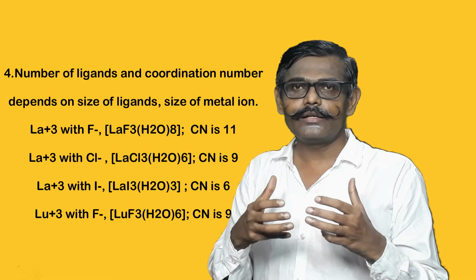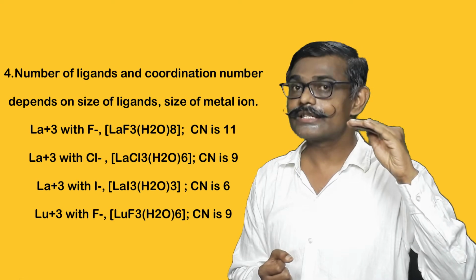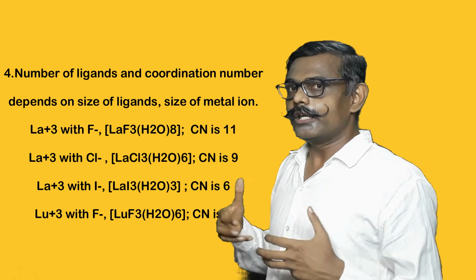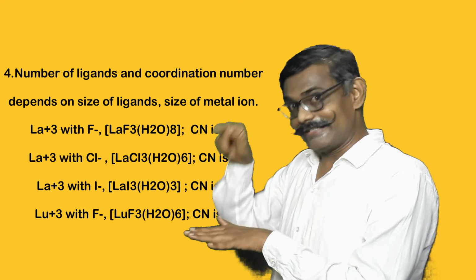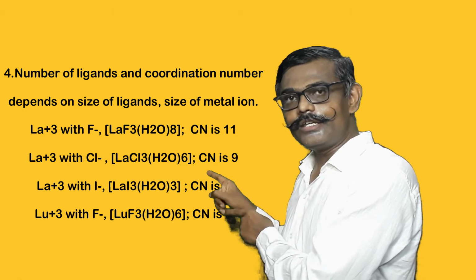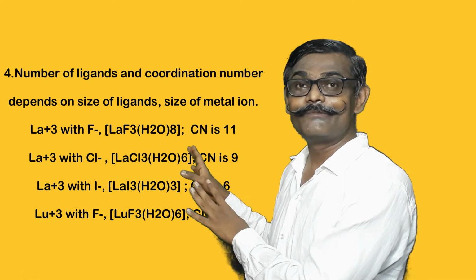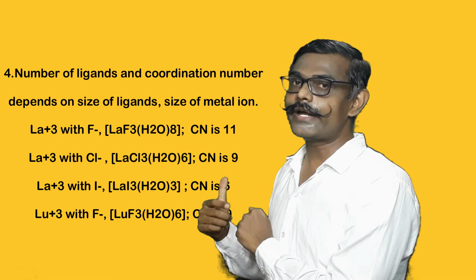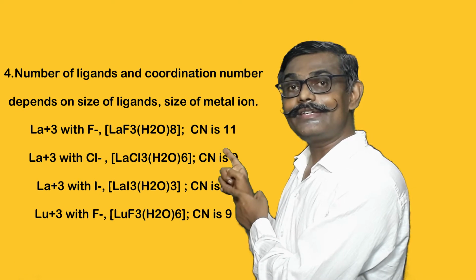Now let us take a little larger halide. After fluoride, who comes down in the halogen series? Chloride. Yes, chloride is larger. So what do we expect? If I take chloride, will the coordination number decrease or increase? Yes, it will decrease. So let us see what the coordination number is. LaCl3 and the number of water molecules is 6. What is the coordination number? 6 oxygens from the water and 3 chloro ligands. So 6 plus 3, 9. So the coordination number is 9.